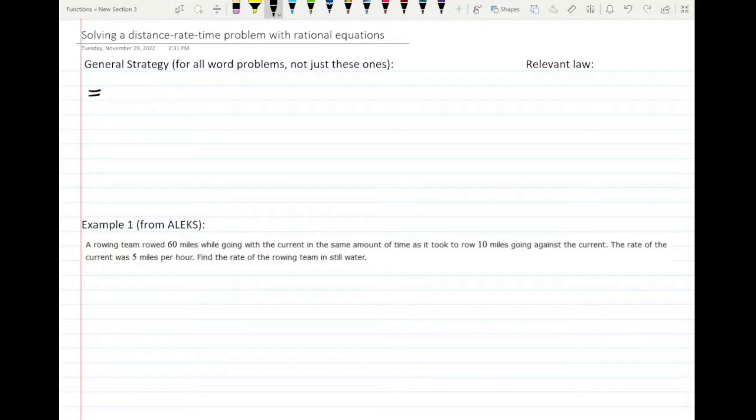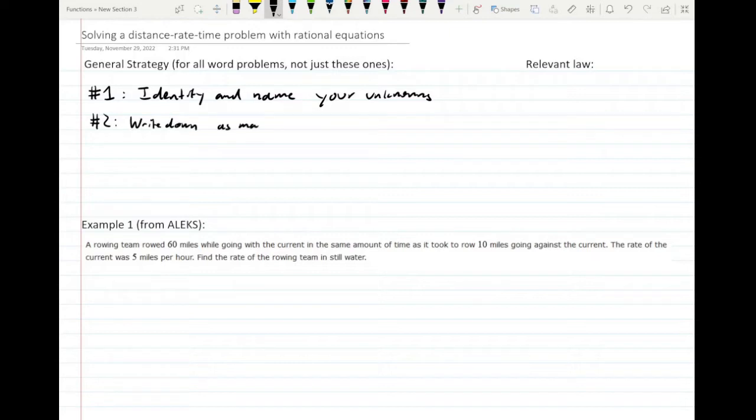The first thing you want to do when you see a word problem is identify and name your unknowns. The second thing you want to do is write down as many equations as you have unknowns, because you will need that many equations to be able to deduce what the unknowns are. The more unknowns you have, the more information you need. In other words, the more equations you need.